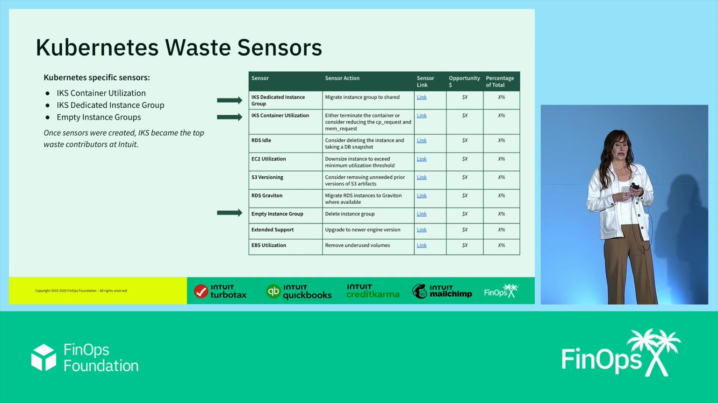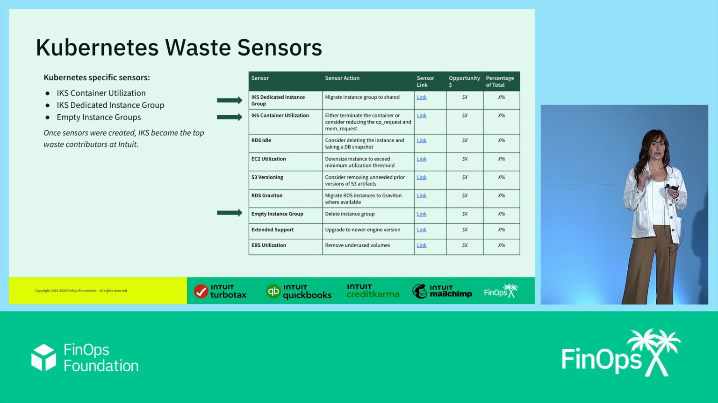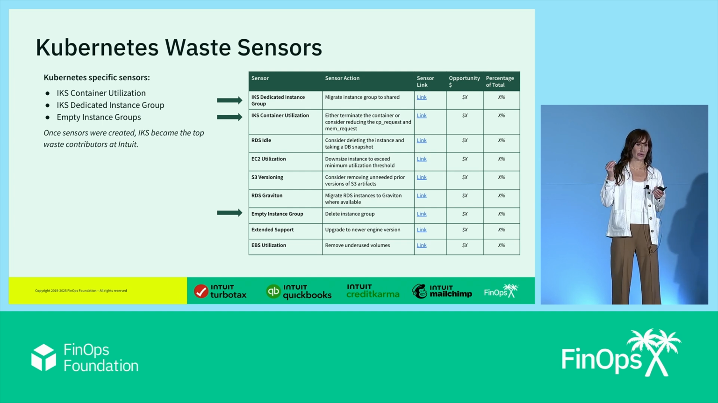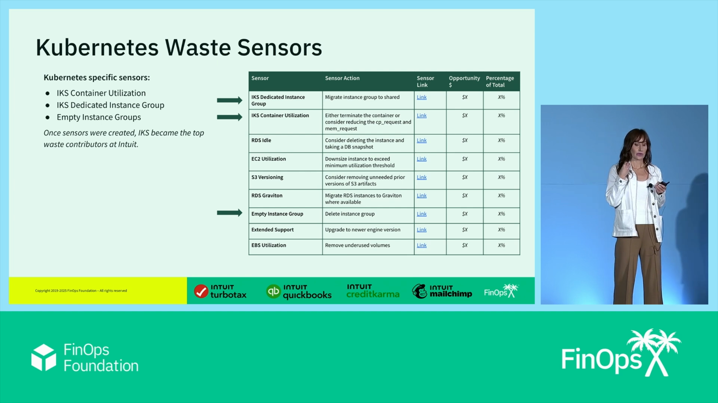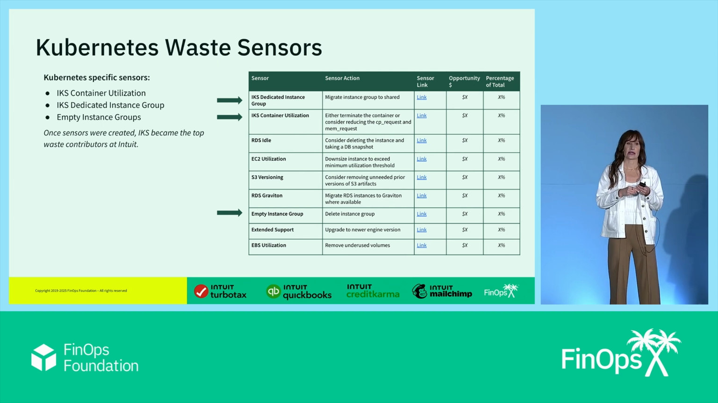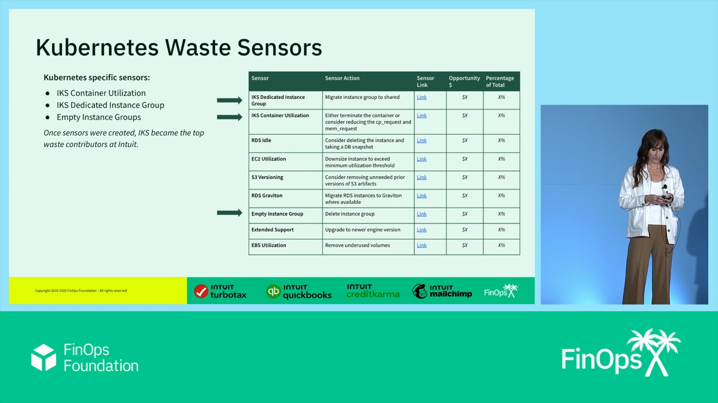And then finally, we have empty instance groups. So this is where you go into IKS, you configure an instance group, but you don't have any applications running under them. And Alfred's gonna explain how exactly that happens. But we flag these instances and they should be terminated immediately because they're completely wasted resources, right?